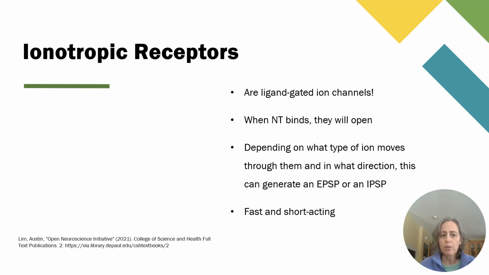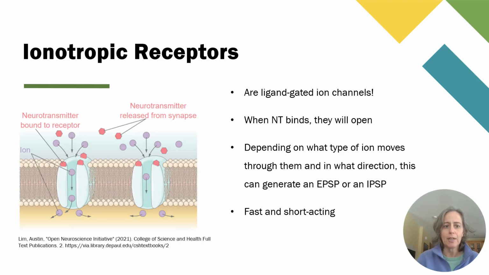Ionotropic receptors are literally ligand-gated ion channels. Way back we learned about the 4 different types of ion channels, and one is ligand-gated, which means that when a molecule binds to them, they open. So in this case, ionotropic receptors are ligand-gated ion channels where the ligand happens to be the neurotransmitter.